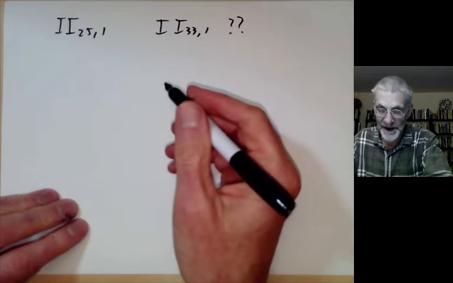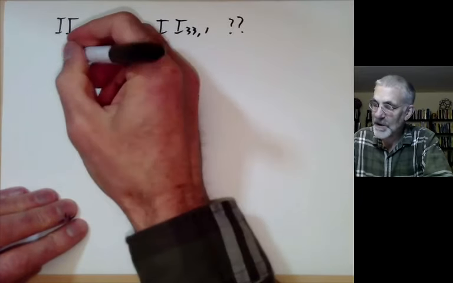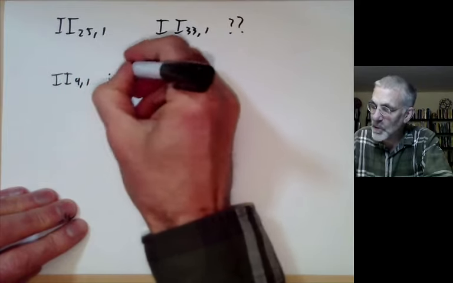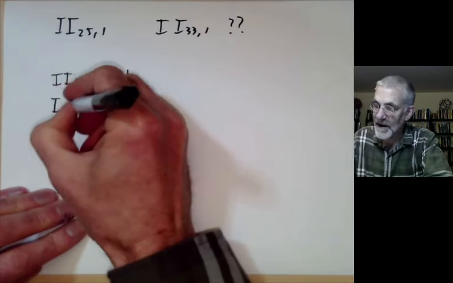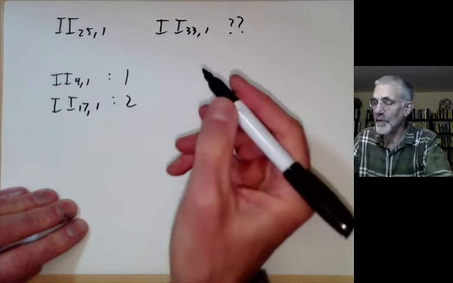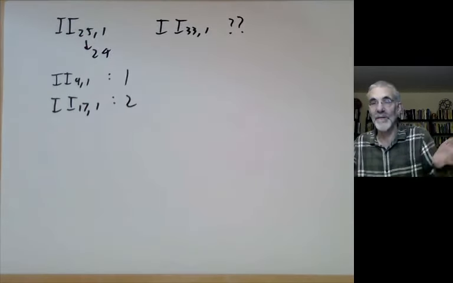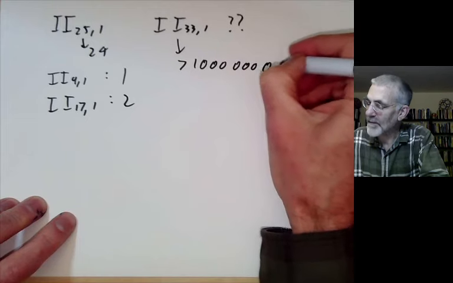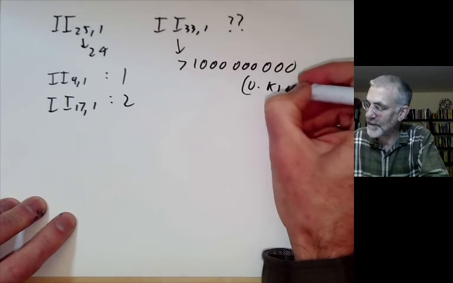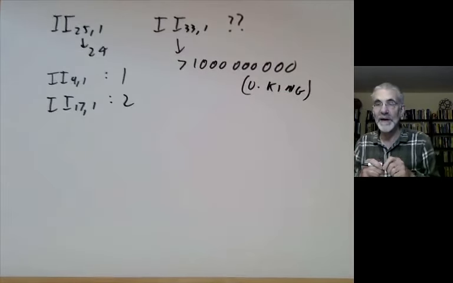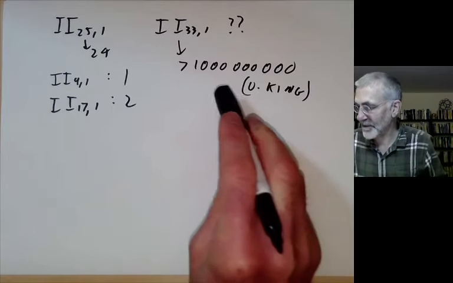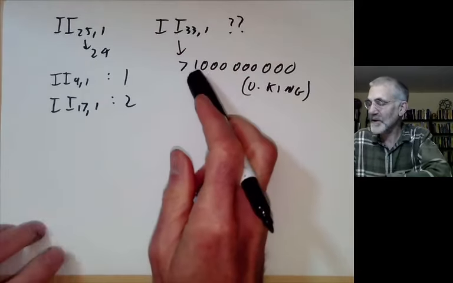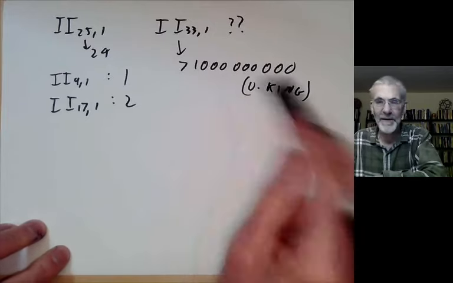You can see roughly how complicated it is by looking at the number of orbits of norm zero vectors in the following cases. For II_{9,1}, there's one orbit of primitive norm zero vector. For II_{17,1}, there are two orbits. Here we get 24 orbits found by Niemeier. This one we get more than a billion orbits. This is an estimate due to Oliver King, who used a refined form of the Minkowski-Siegel mass formula to find a very large lower bound for the number of orbits of norm zero vectors here. So these correspond to 32-dimensional even unimodular lattices, so there are at least a billion of those.